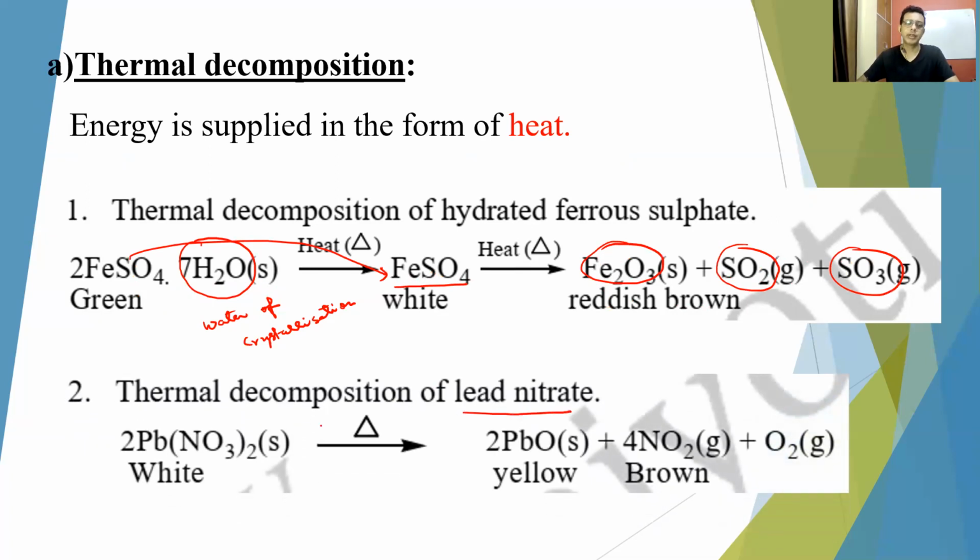Another example is decomposition of lead nitrate. So this lead nitrate is a white color compound, white color salt rather, and this salt, when heated strongly, gives a yellow color lead oxide, which is a solid. Along with that, brown color nitrogen dioxide gas is released.